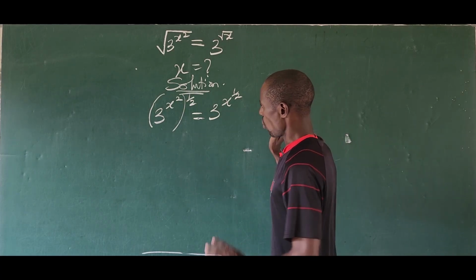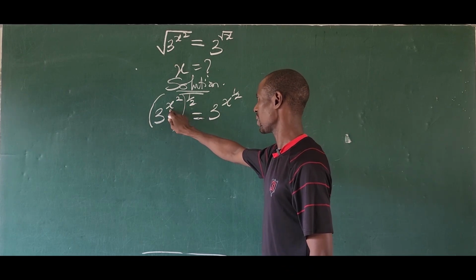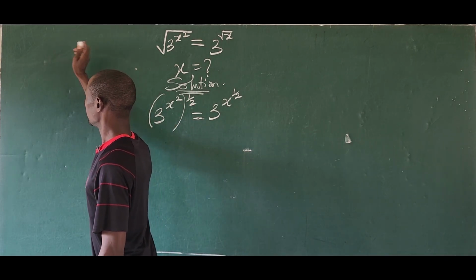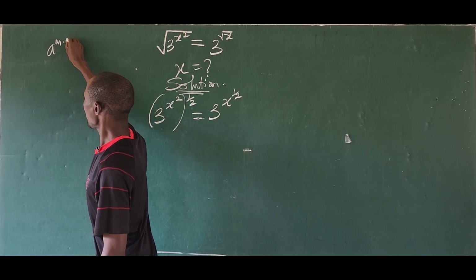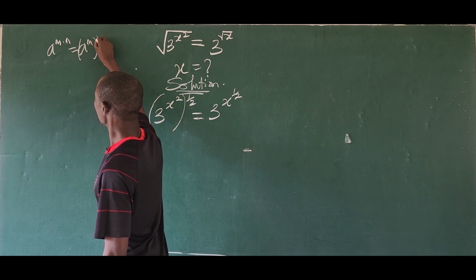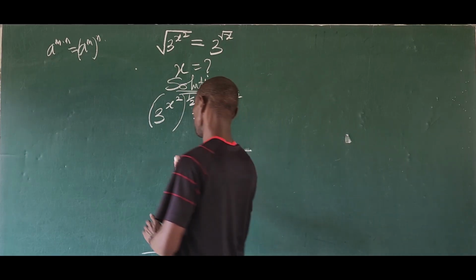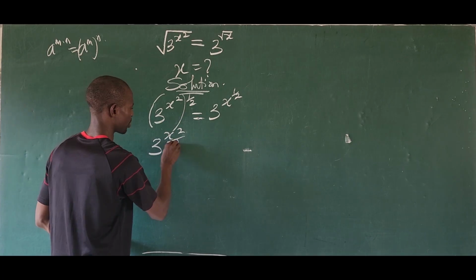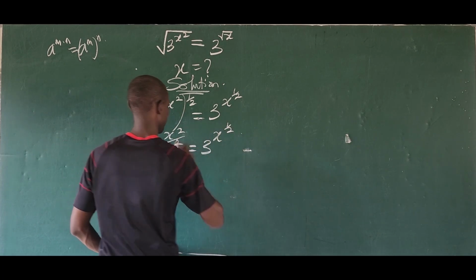If you take a look at this expression, we can use it to multiply this. We are applying the first law we're going to operate with, which is a to the power of m times n equals a to the power of m in brackets, then raised to n. If we do that, this will multiply this expression. So this gives us 3 to the power of x all raised to the power of 2 over 2, equal to 3 to the power of x raised to 1 over 2.